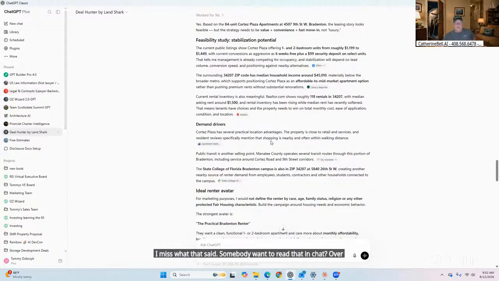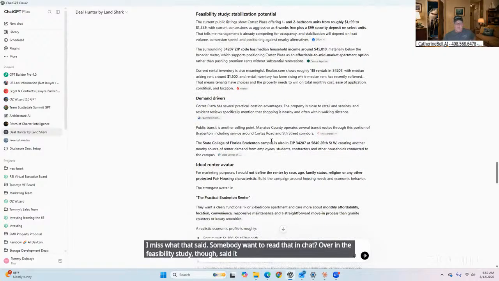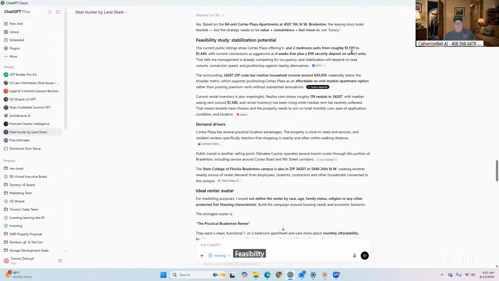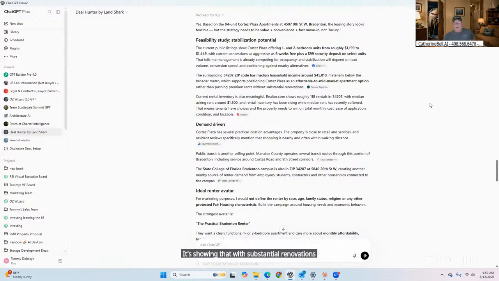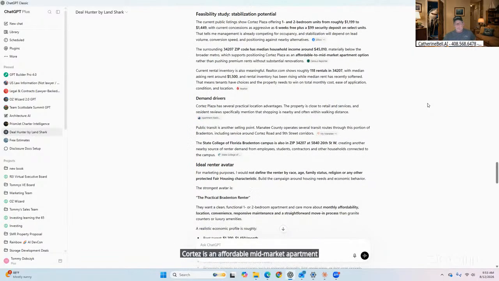Over in the feasibility study, it showed that the feasibility study potential with those numbers and current concessions is a little aggressive at 6 weeks free plus $99 security on the select unit. So it's pulling that information off of a Zillow ad. It's showing that with substantial renovations, it's an affordable mid-market apartment option, with roughly 118 rentals with a median asking rent around 1,500. So that's off a realtor.